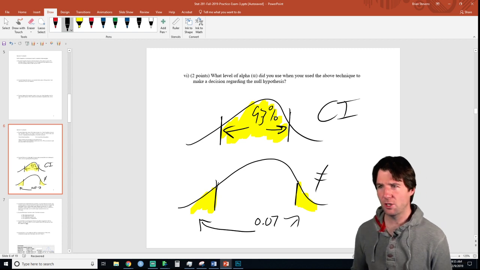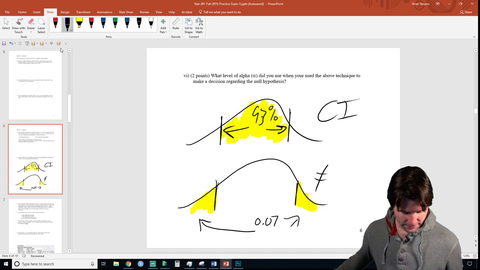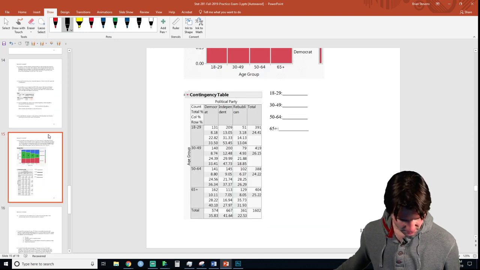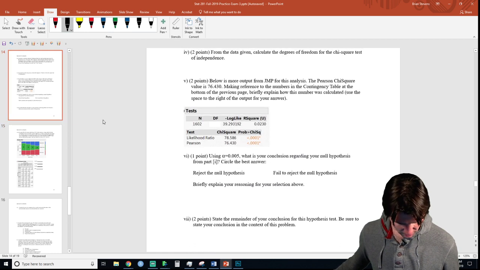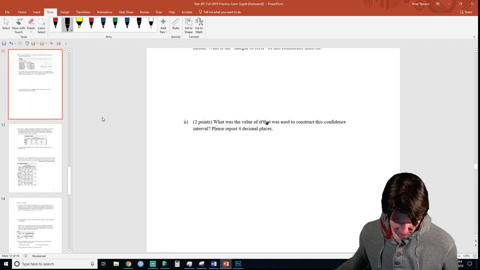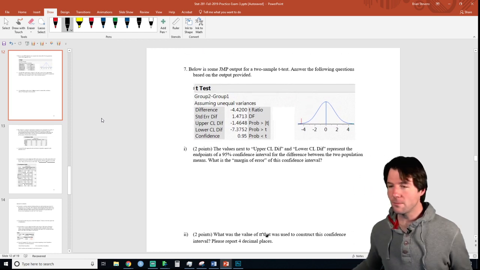Can you go over II on question 7 for the practice exam? Yep, let's do that. Question 7, which one's question 7? Is this question 7? I think nope, question 8 still. Okay, here we go. Question number 7, oh cool, I like this output.